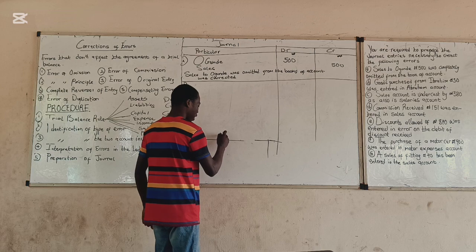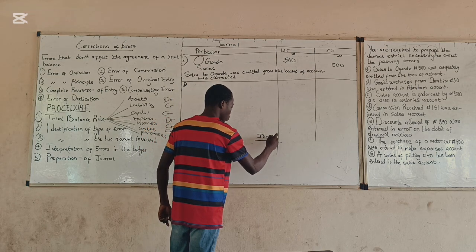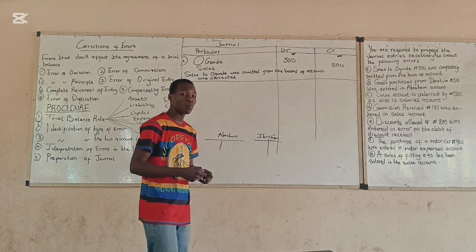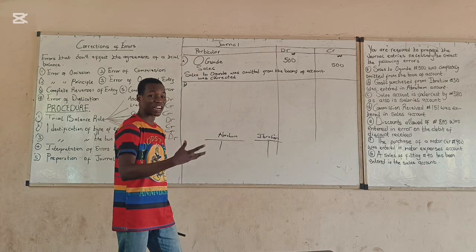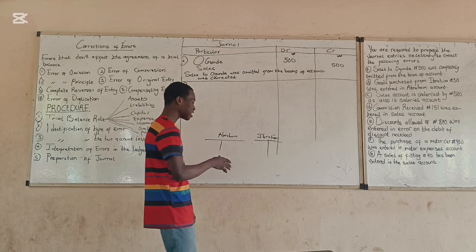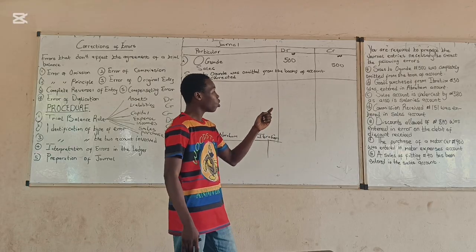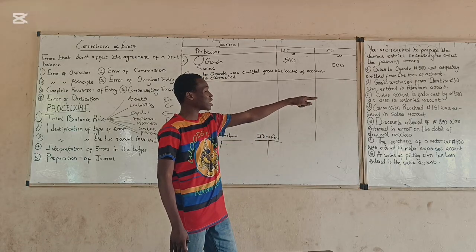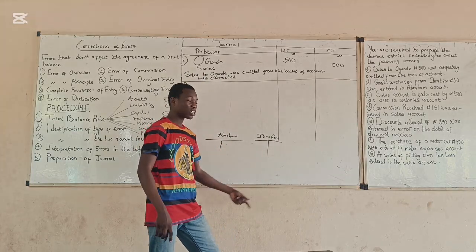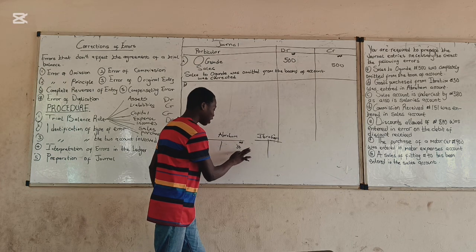So if this is Abraham, this is Ibrahim account. Goods purchased from Ibrahim. You know that you purchase goods from Ibrahim. Ibrahim is the giver, right? What will happen to Ibrahim account? We're supposed to credit Ibrahim account, right? With 300 naira. But it was entered in Abraham account. That means instead of crediting Ibrahim account, they credited Abraham account with 300 naira.